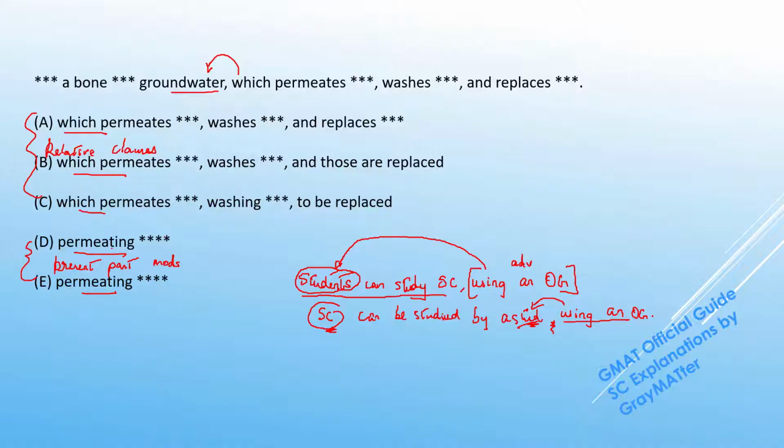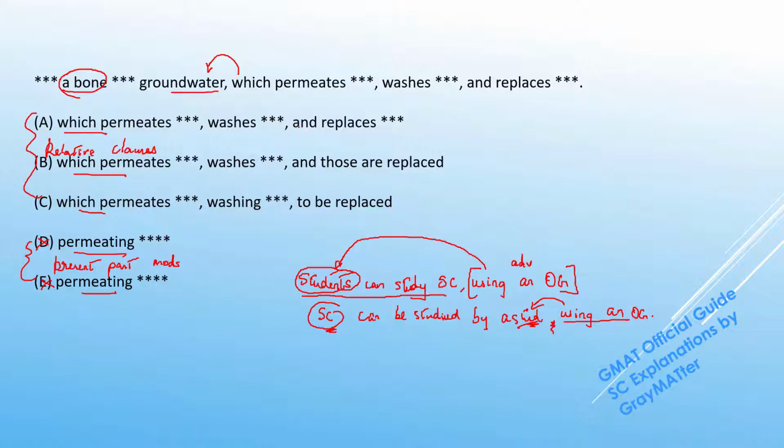So this is what we need to keep in mind when dealing with answer choices D and E, and we can see that permeating is actually modifying the whole clause, but it applies to the subject, a bone. Now what is permeating? The groundwater is permeating the bone. It's not the bone that is permeating itself. So logically, D and E are out.